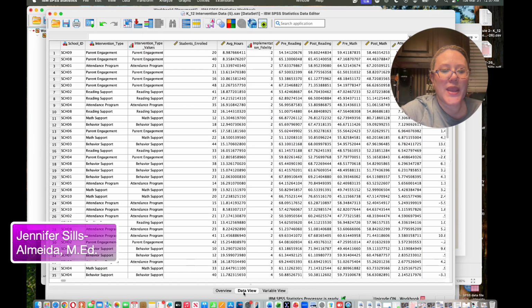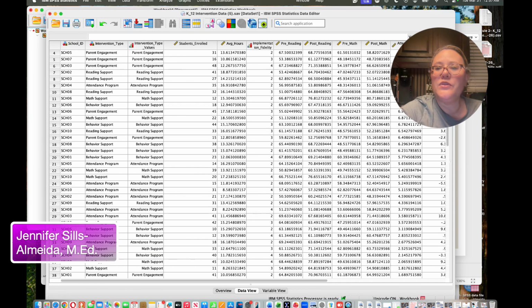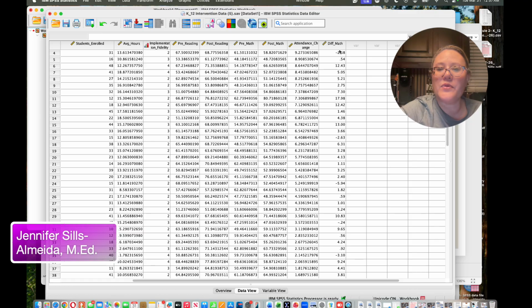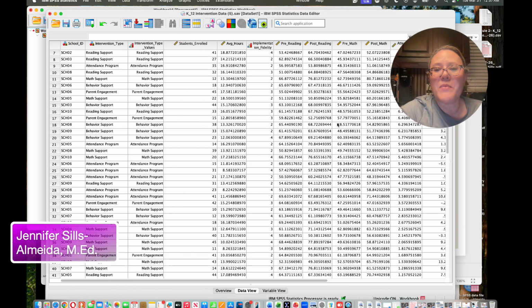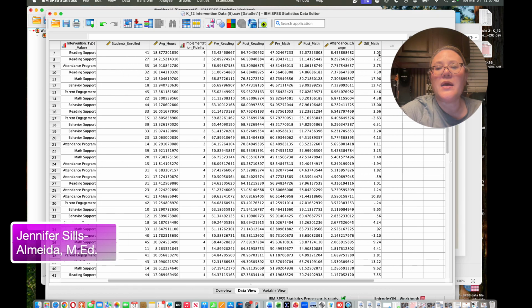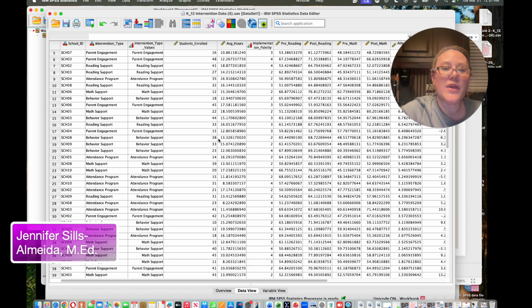And now we have our data view. If you look over here, you see that we have another variable that says diff math. It's showing the difference in the math scores from the intervention, pre and post intervention. So it kind of shows you how that has changed.